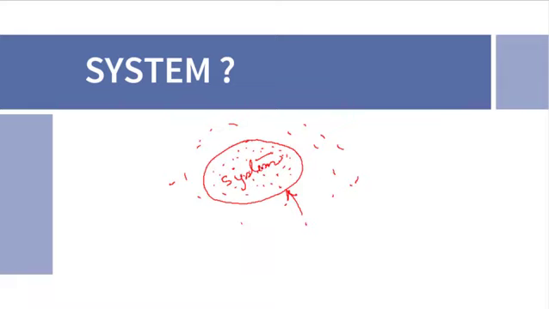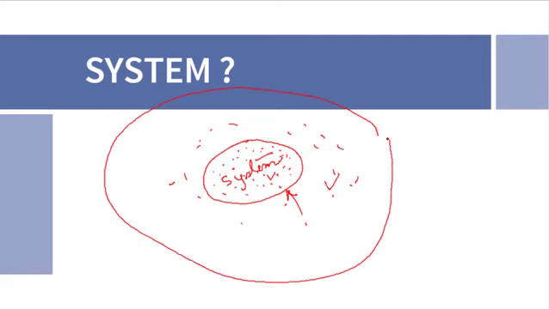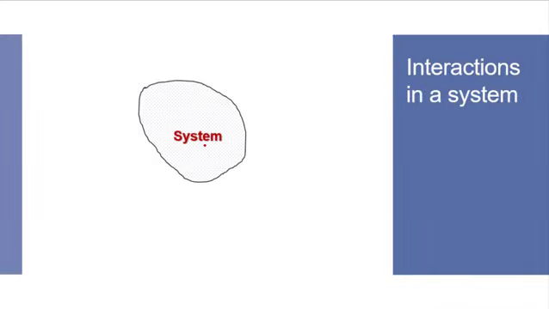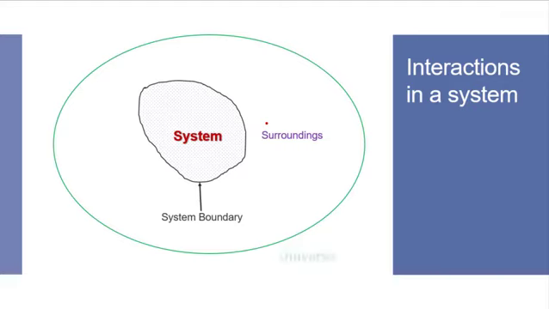And if we consider the system and the surrounding as a whole, then this whole will be considered as the universe. So this is a system, and this system has a boundary which is called the system boundary, and this boundary has separated the system from the surrounding. So system, surrounding and system boundary, and if we consider both the system and the surrounding as one unit, then it will be called the universe.